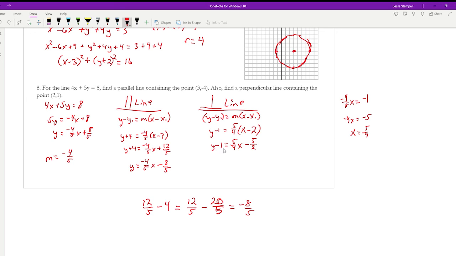Still have our y minus 1. So we're going to add a 1 on both sides. So that's going to be y equals 5/4 x. Now if we add 1, we're adding a 2 over 2. So we get a minus 3/2. So the equation for the parallel line is right here. And the equation for the perpendicular line is right here. And that's what I wanted you to find for this one.